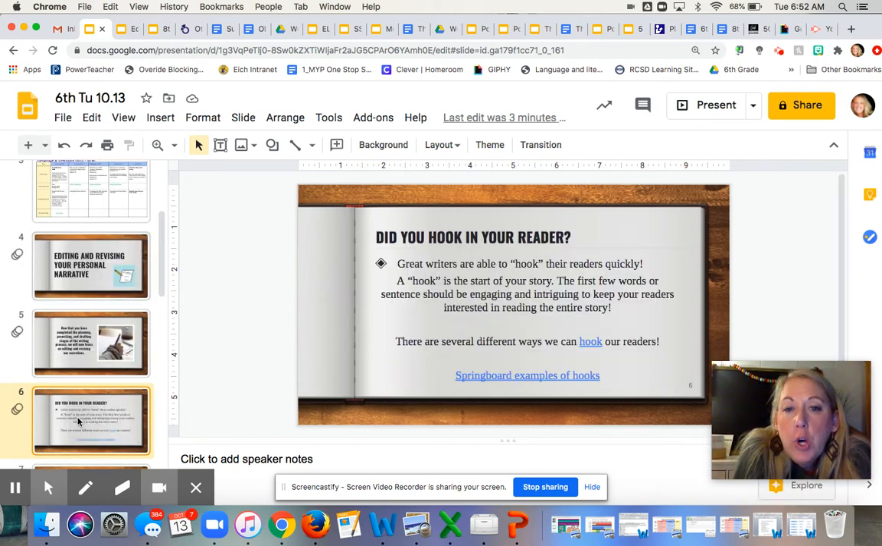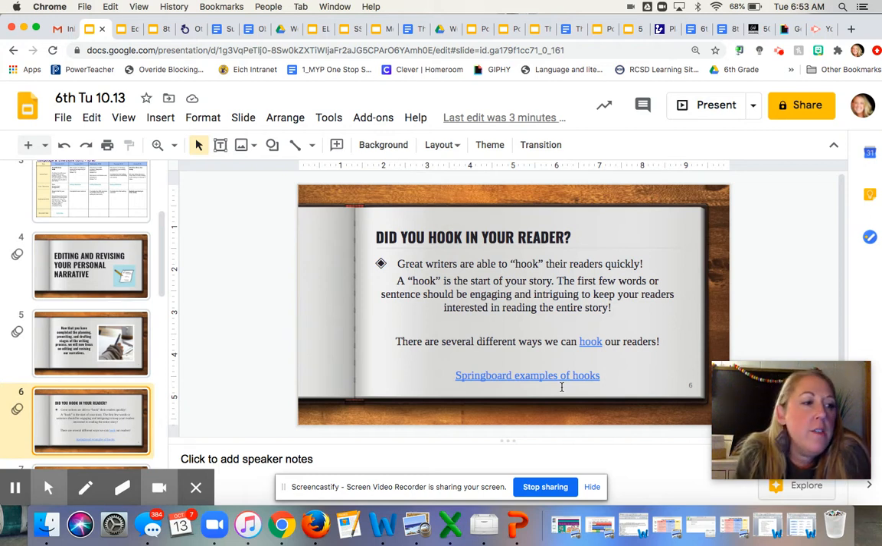So, did you hook your reader? Great writers are able to hook their readers quickly. A hook is the start of your story. The first few words or sentence should be engaging and intriguing to keep your readers interested in reading the entire story. There are several ways we can hook our readers, and down here are some springboard examples.